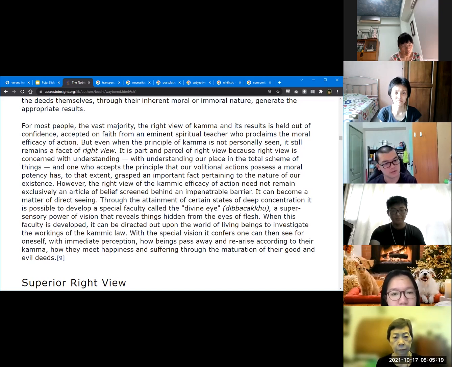Through the attainment of certain states of deep concentration, it is possible to develop a special faculty called the divine eye, or dibbacakkhu, a supersensory power of vision that reveals things hidden from the eyes of flesh. When this faculty is developed, it can be directed out upon the world of living beings to investigate the working of the karmic law. With this vision, one can see for oneself with immediate perception how beings pass away and re-arise according to their karma, how they meet happiness and suffering through the maturation of their good and evil deeds. Okay, thank you, Sister Dita.